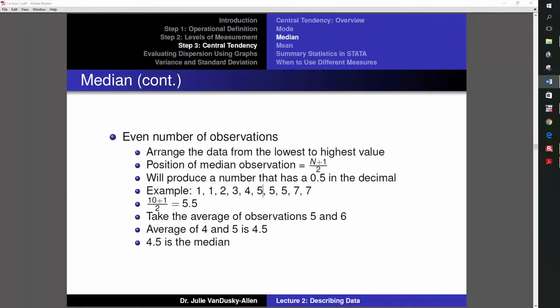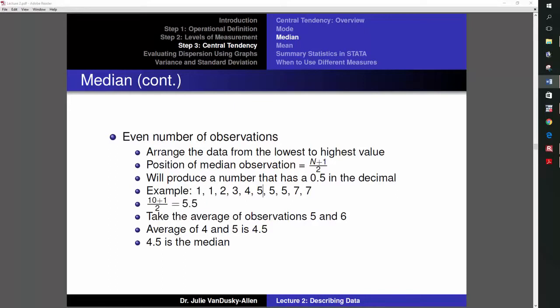In the previous slide, I taught you how to calculate the position of the median observation when you have an odd number of observations. When you have an even number of observations, it is slightly different. First, you arrange the data from the lowest to highest value. Then, to calculate the position of the median observation, first you take the number of observations plus 1 and divide that number by 2. When you do that, you will get a number that has a 0.5 in the decimal.